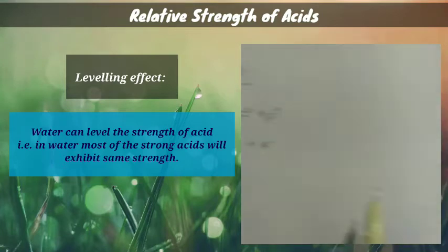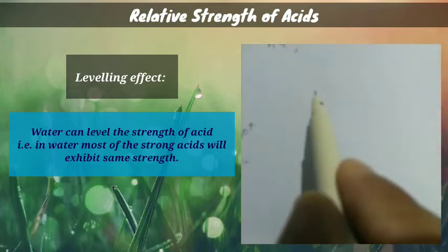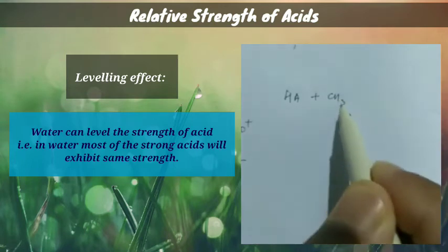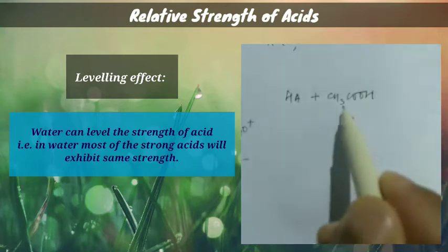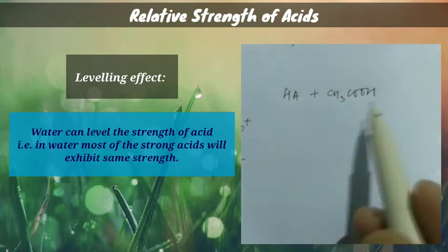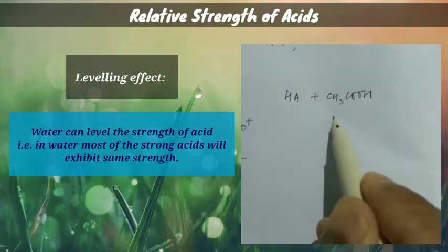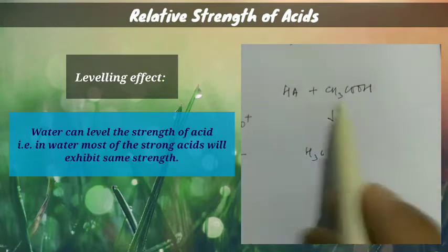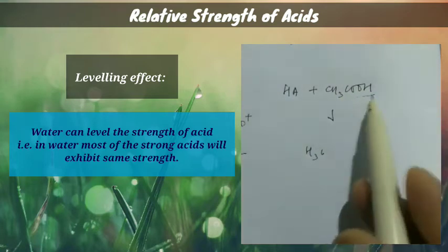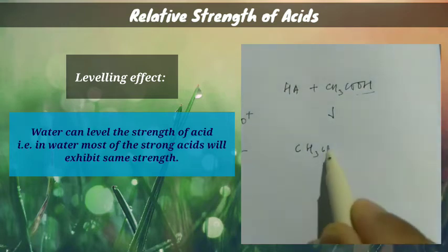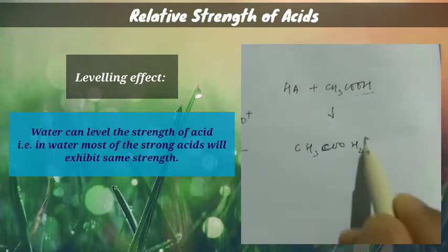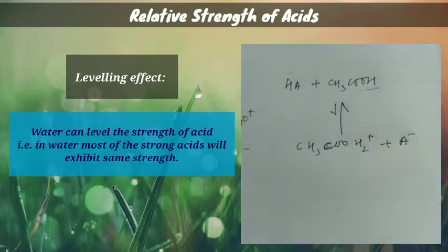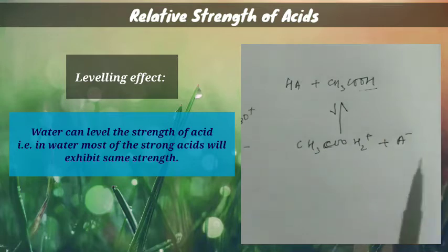One important thing is that we missed one point in the case of dissociation of acetic acid. Let's suppose we are taking this reaction, HA plus CH3COOH. This is your acetic acid. When we add a strong acid to acetic acid, what will they form? Since acetic acid is your base, it will form CH3COOH2 positive plus A negative. But here the forward reaction is lower than the backward reaction.